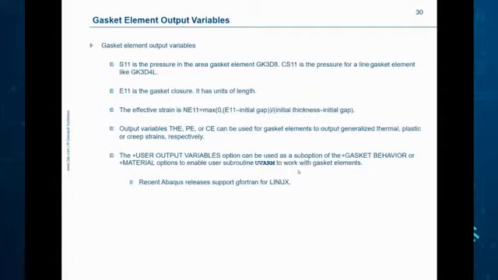What do I look at in the output when I have a gasket element? Well, the sealing pressure is called S11, if you're doing that for an element like GK3D8. CS11 is the pressure for a line gasket element, like I used in that coffee cup example.